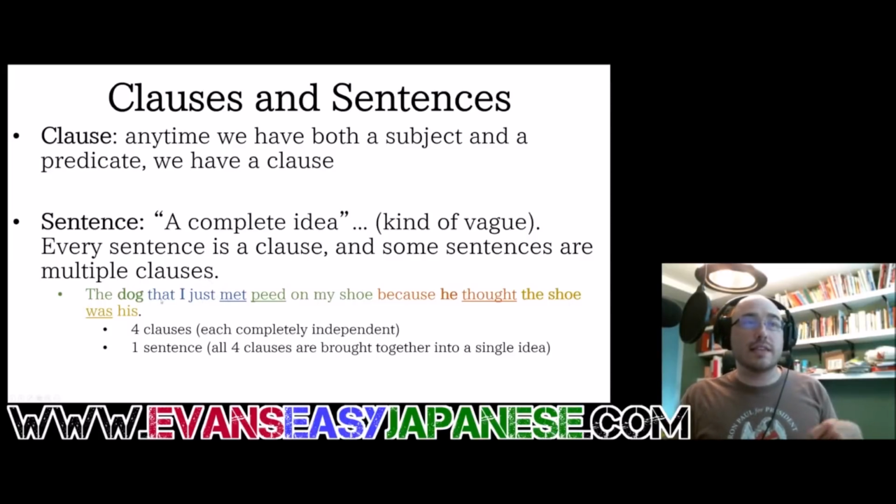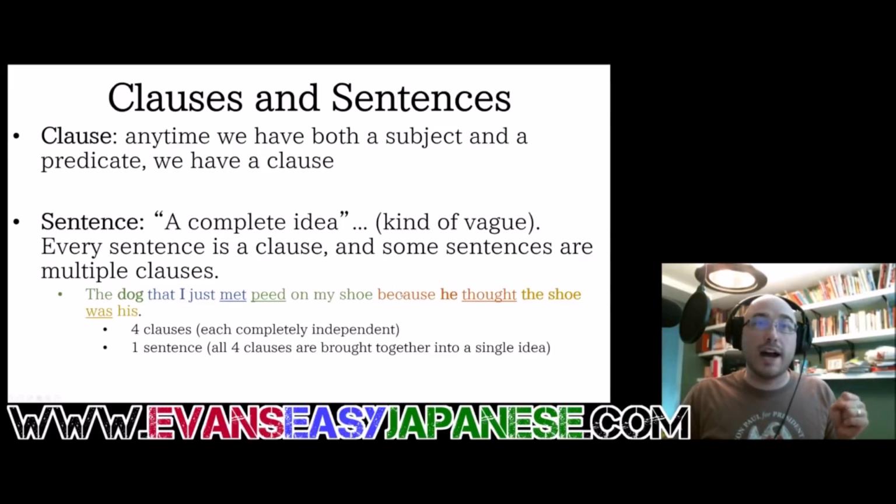So as you can see, I even colored where the sentences come together, or where the different clauses are. The dog peed on my shoe. Which dog? The dog that I just met. The word that might not necessarily be part of that, but, you know, we're just going to leave it there. Then why did he do it? Because he thought. What did he think? He thought the shoe was his.